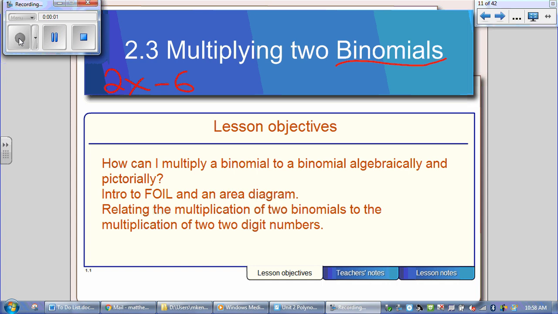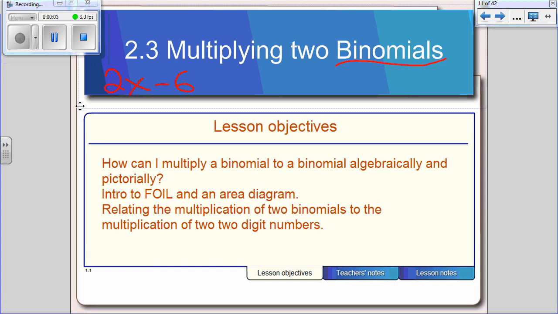Mad at myself. So that's a binomial, right? And you could represent it with different things. You could even do something simple like x plus y. That's a binomial. One term plus or minus, and then another. So we're going to multiply two of those things.